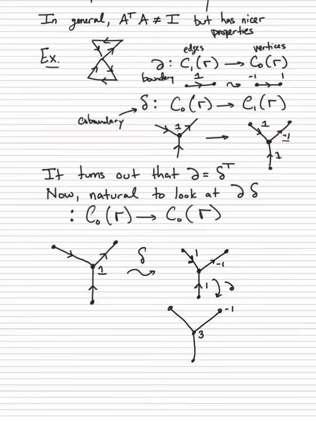Then I get -1, -1, -1 on these vertices. Okay, so that's my matrix, or that's my composition, now seen as a map between the vertex set and the vertex set. Okay, so what is this doing?